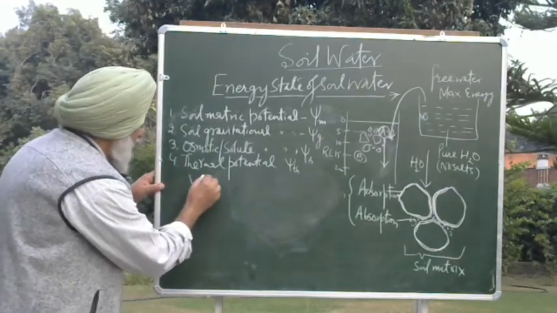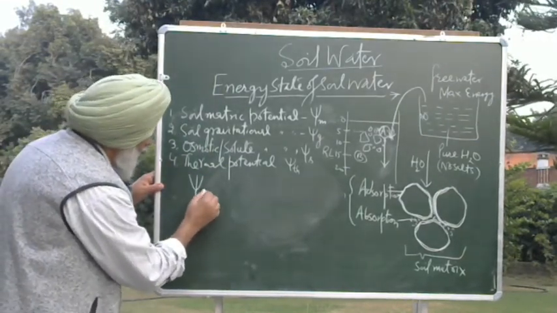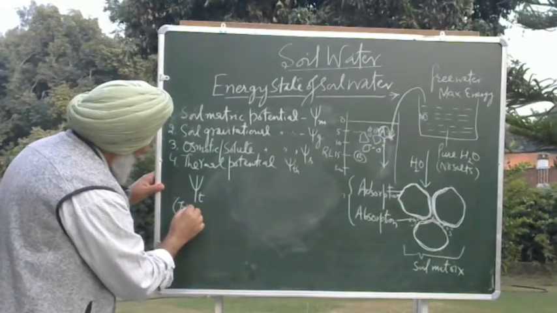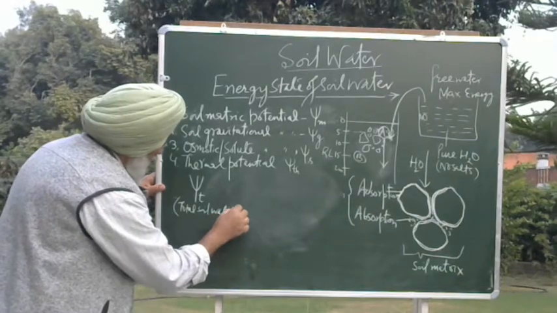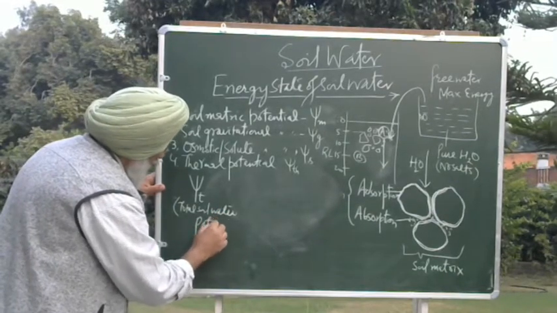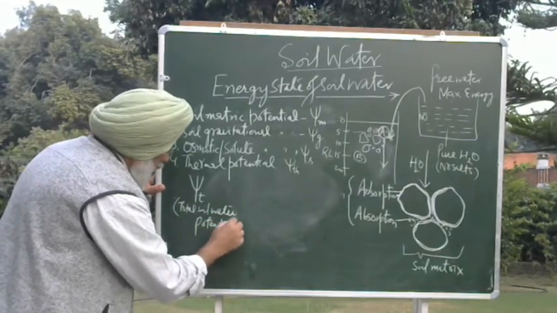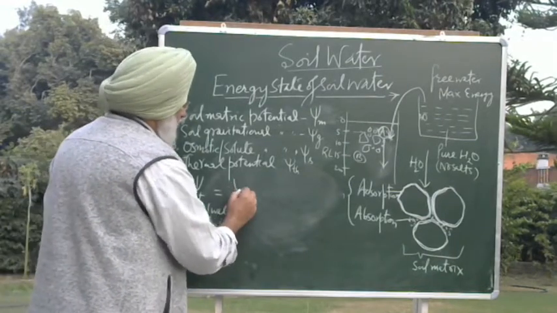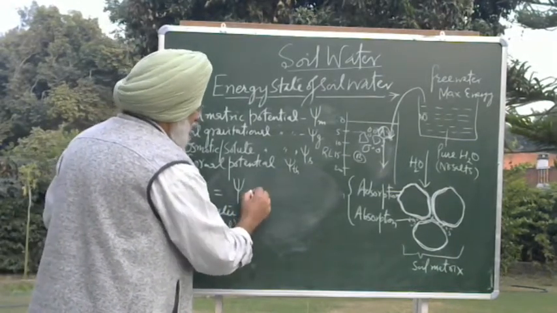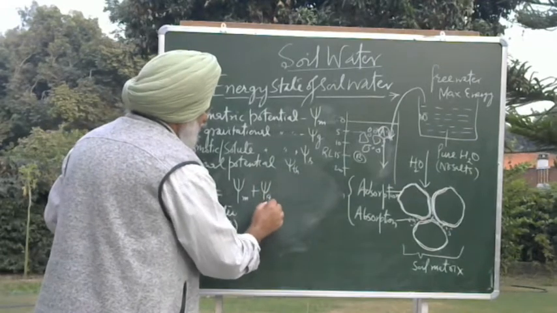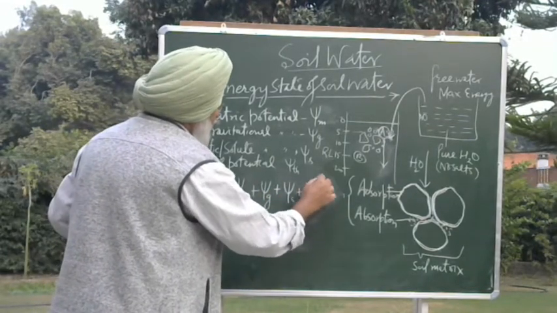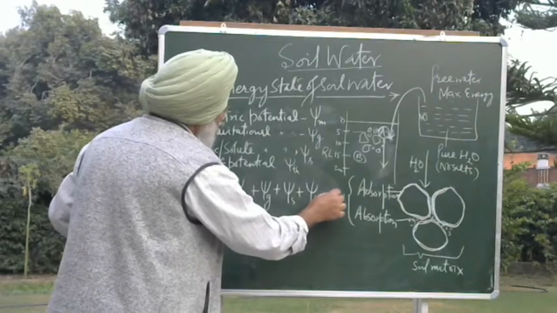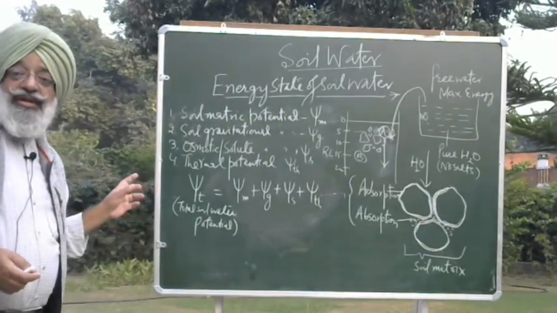That means that the total soil water potential will be equal to magnetic potential plus gravitational potential plus solute potential plus thermal potential. There could be some other unknown things.